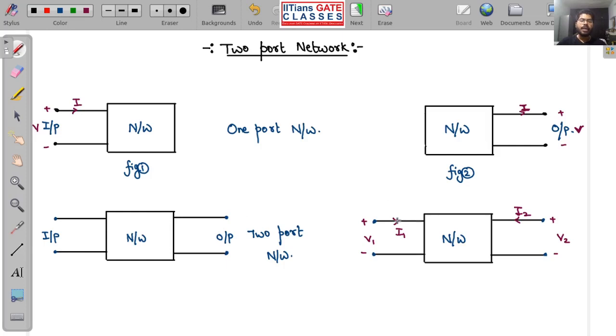So here we denote the input current by I1, the input voltage by V1, and the output voltage by V2. Look at this, this is my output current, but the direction of the output current is inside the network. It is not outside. It is inside this network. So look at the direction, it is inside the network in two-port networks.